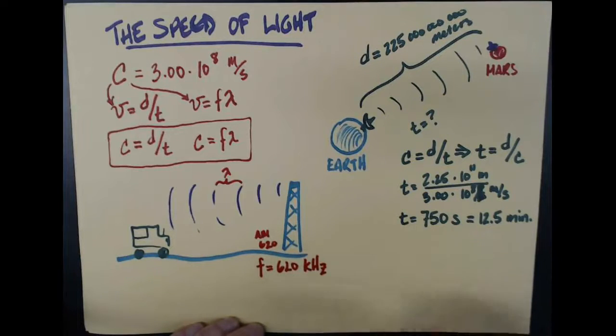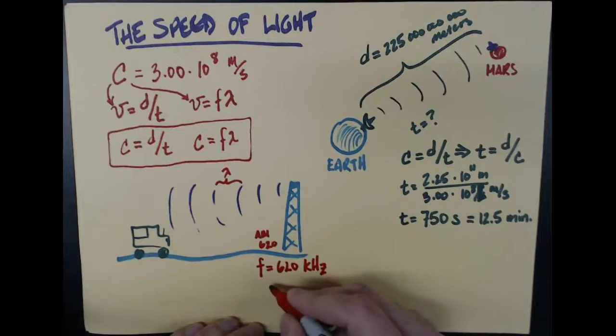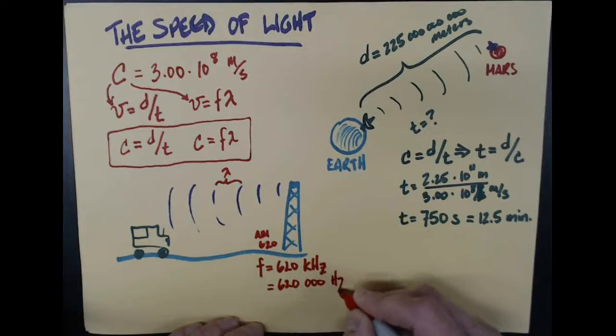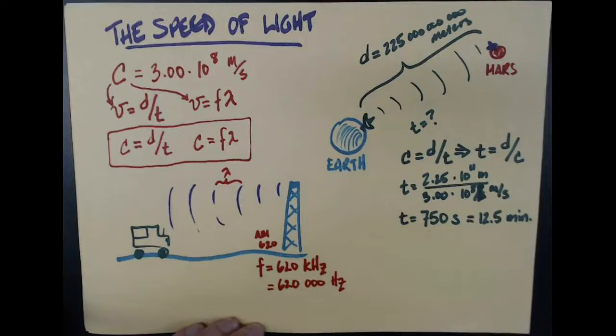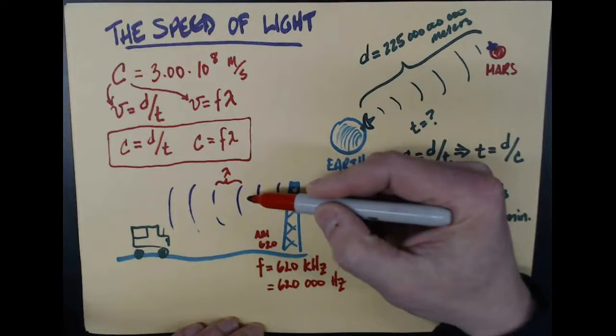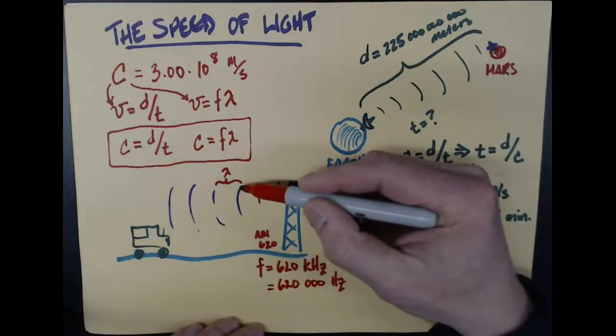Now, we don't typically leave things in kilohertz or megahertz or gigahertz for that matter. So we need to convert that back into just hertz. So we're going to multiply that by 1,000. So it ends up being 620,000 hertz is the frequency. So how long are the waves for this particular broadcast? What would a wavelength be?